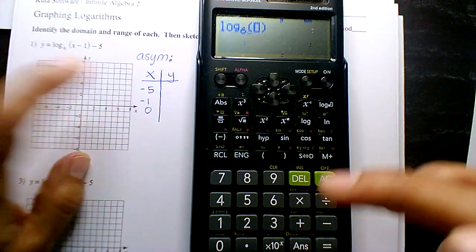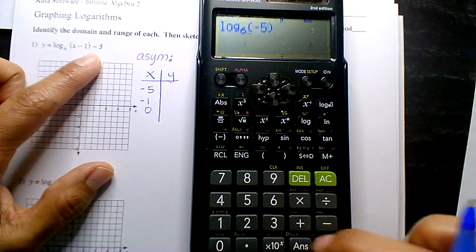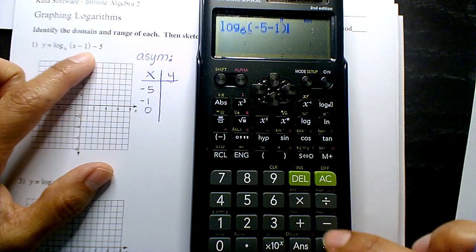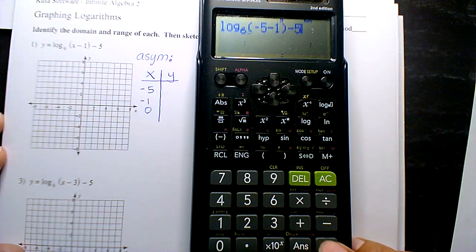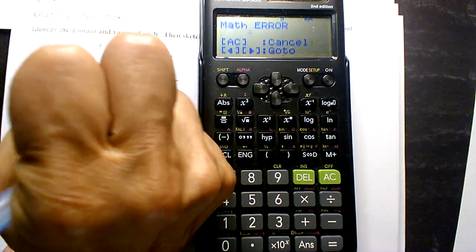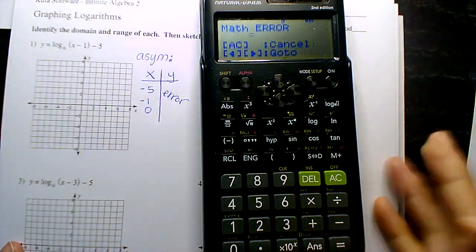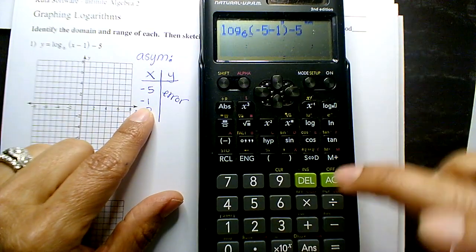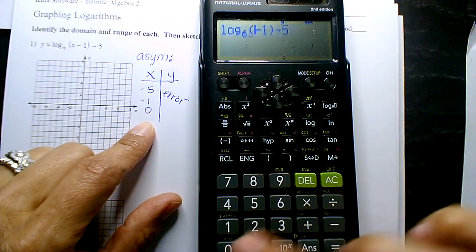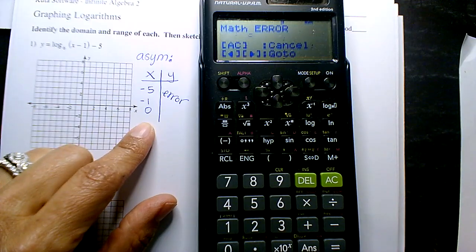Okay, I'm going to plug in a -5. I'm going to get rejected. -5. Okay, and I get an error. I should get an error for all of these. Okay, so I'm going to go back and plug in -1. Error. I go back for 0, and I get error.